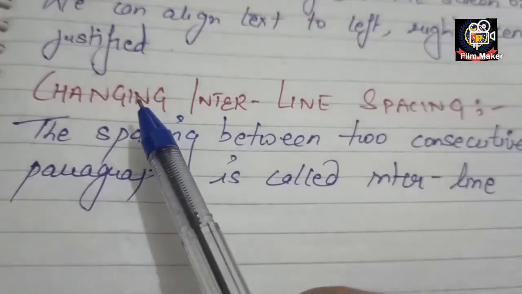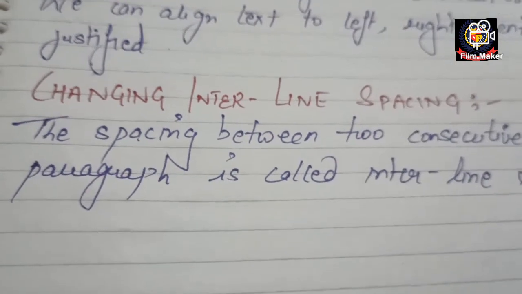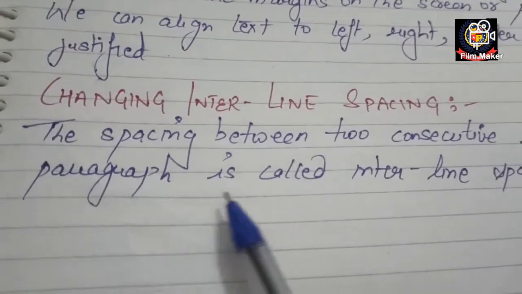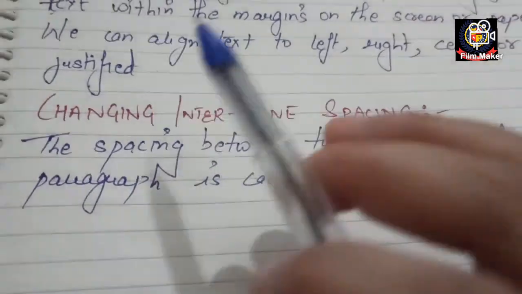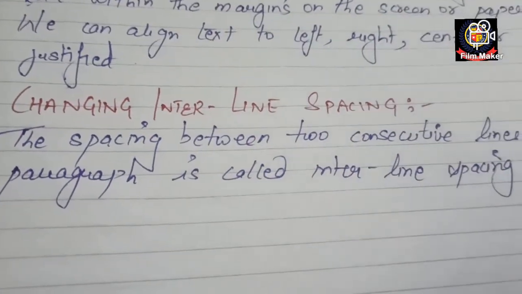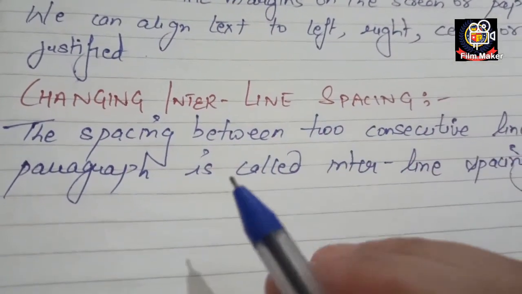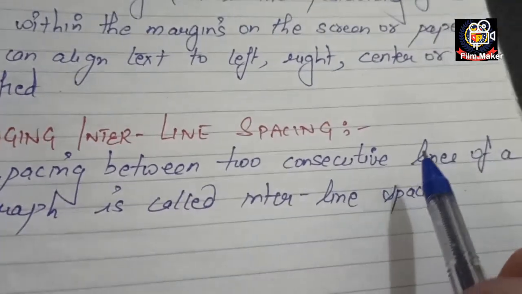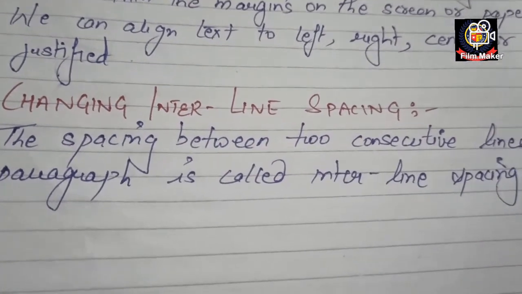Now come to the next one, that is changing interline spacing. Now what is line spacing? The spacing between 2 consecutive lines of a paragraph is called interline spacing. Whenever you're writing a paragraph in MS Word, giving space between the consecutive lines is known as interline spacing, the space between the lines.